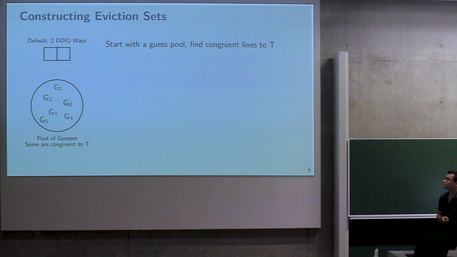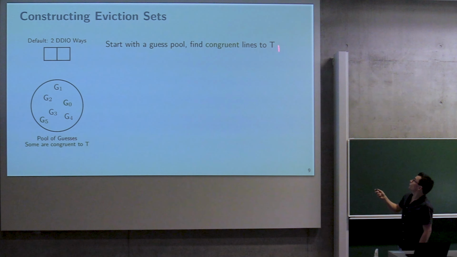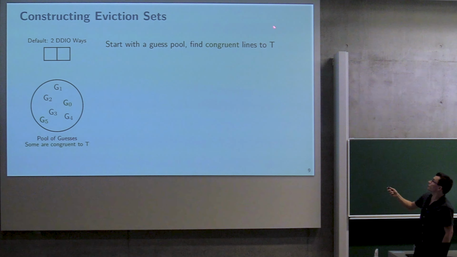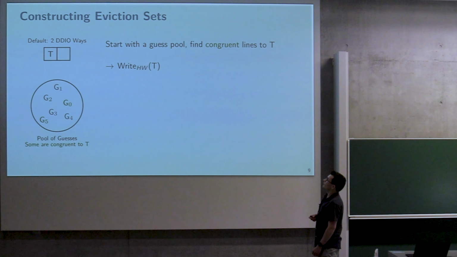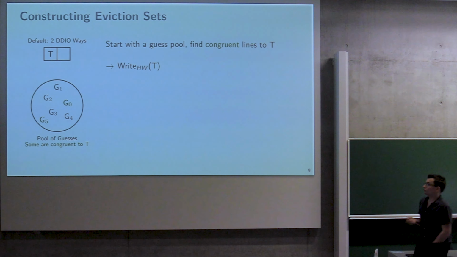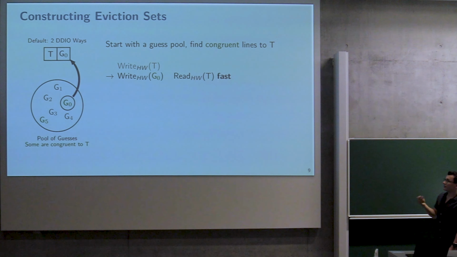So how does it do this? I'll walk through the algorithm in detail here. So we're assuming we want to construct an eviction set. So we want to find lines that map to the same set as a target T. So we start from a big pool, of which some lines will be congruent, so they will map to the same set, and those are green here. So what we do is we write with the accelerator to this target T, and then we just write guesses. And so this one, G0, is congruent to T, but it still doesn't evict it, like there's still room in this cache here, in this set.